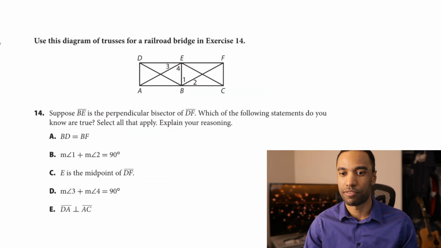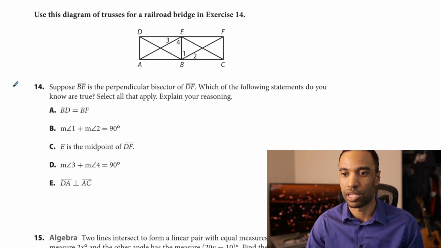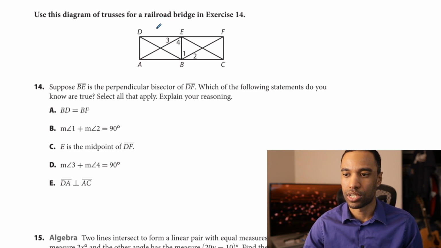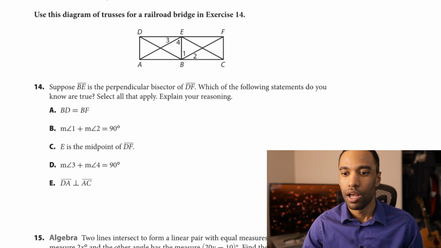Okay, got about 8 minutes left to do things with my group that I have in here. So let's see if I can get the last 3 problems done. Use this diagram of trusses for a railroad bridge in exercise 14. Choo-choo. Come on, Mr. Robinson, you got 8 minutes left.